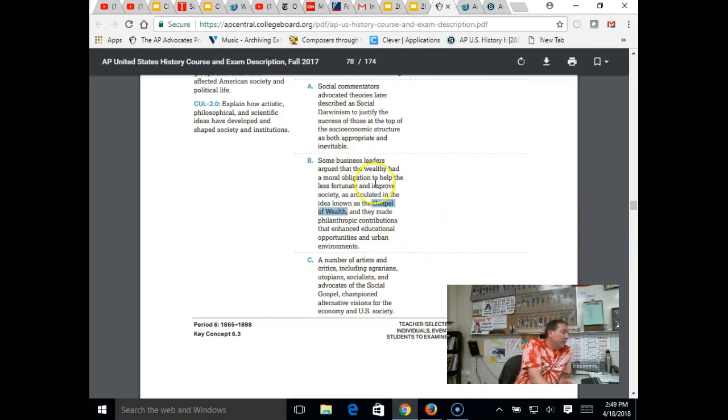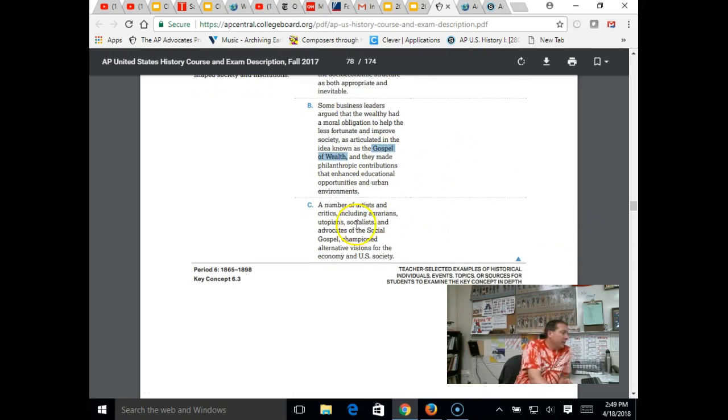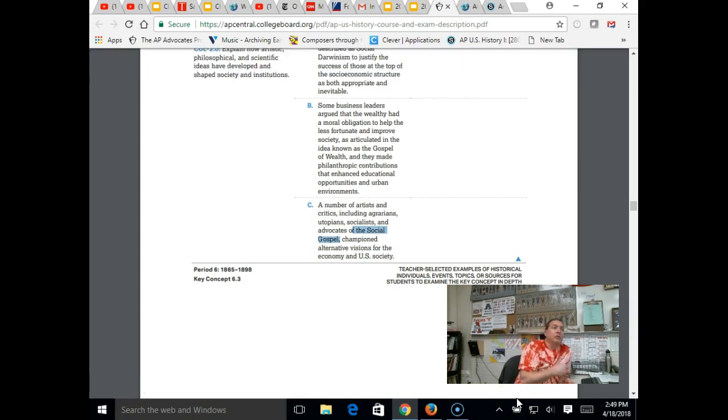Now you've got gospel right here and gospel right here as well. Social gospel, so be careful with this. This is different than social Darwinism, different than the gospel of wealth. The social gospel is a Protestant progressive movement built on the idea that if Jesus was here, he wouldn't build poor people a library, he would actually try to help them escape poverty.